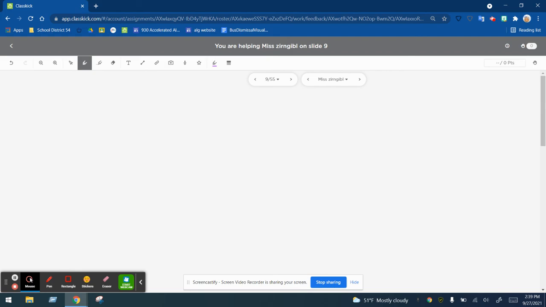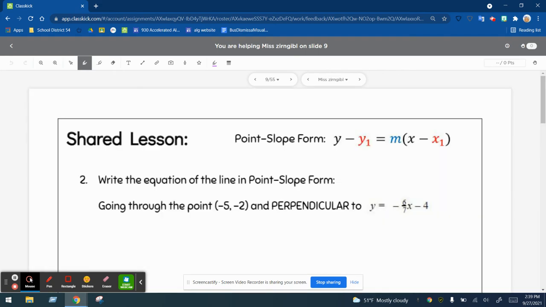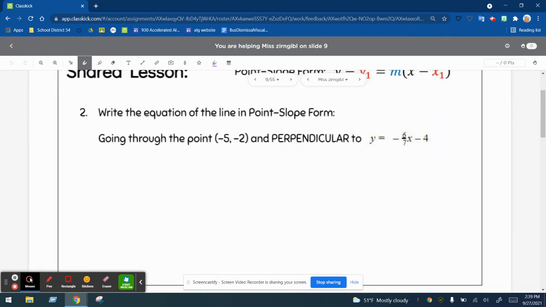Our next slide is taking a second to load. Here we go. Okay, so we are now going to write one that is perpendicular. So I know that that's going to be an opposite reciprocal. My original slope is negative 6 over 7. My new slope is going to be positive, and I'm going to flip it over. So it's going to be 7 over 6.